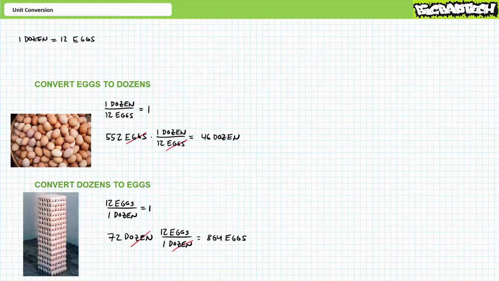This is a very easy trick as long as you stay organized. The conversion ratio must be arranged such that the units you want are on top and the units you don't want are on the bottom. Units you don't want should cancel out, and the units you want should remain. Let's try a couple illustrated examples using this method.